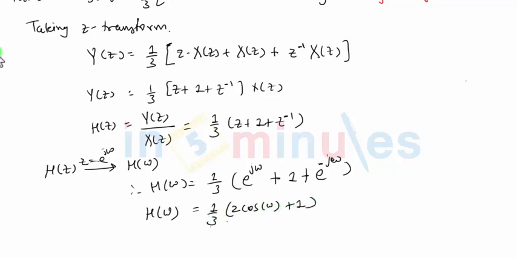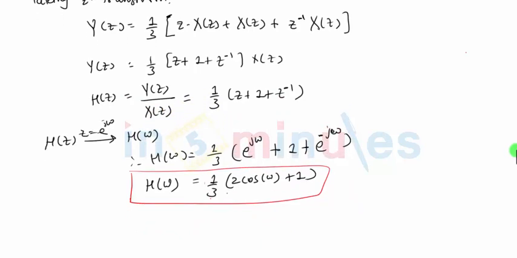You can see that, interestingly, H of omega has come out to be a real function. There is no imaginary part, there is no j term, which can be the case for some systems. It's completely a real part, the imaginary part is 0. Now if it has only the real part, then mod H of omega, that means its magnitude response, will be equal to the real part only because the imaginary part is 0. So it will be 1 by 3 into 2 cos omega plus 1.